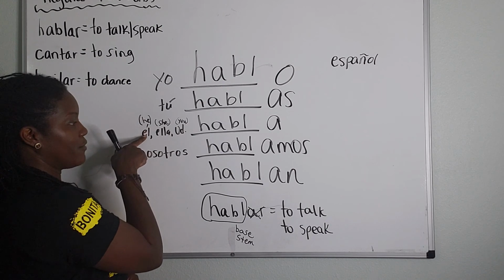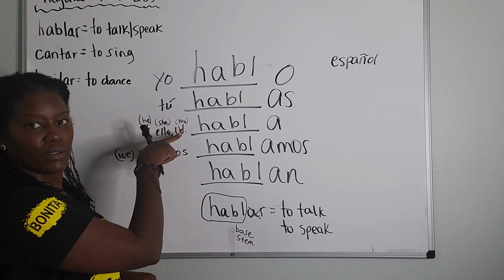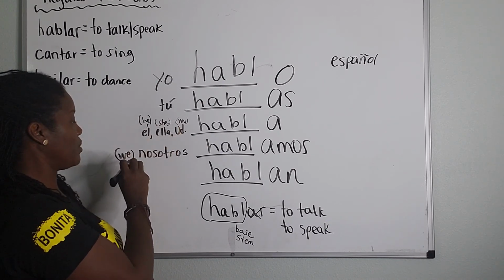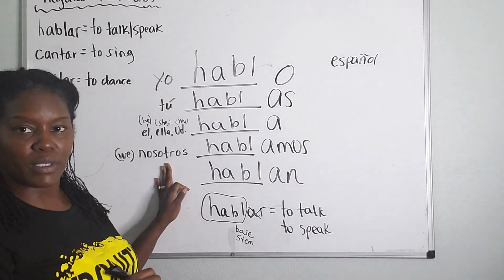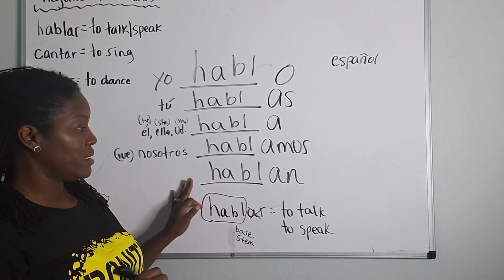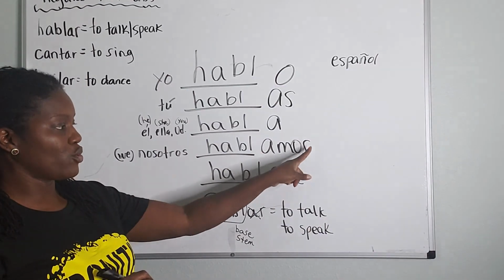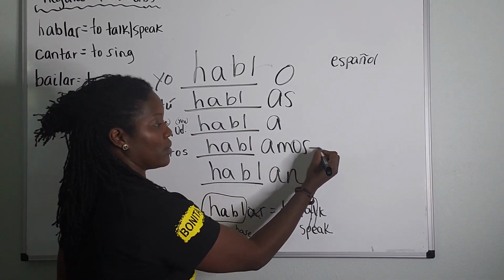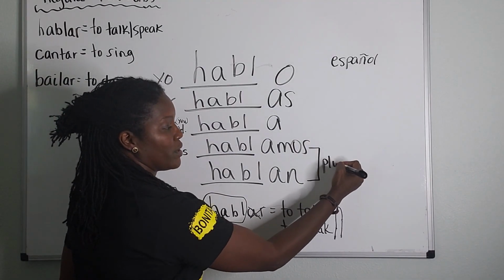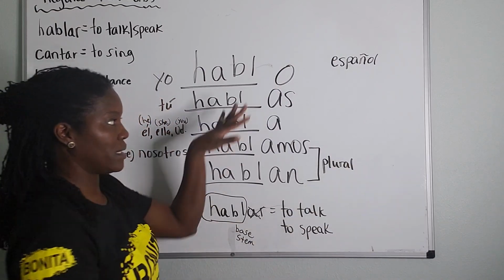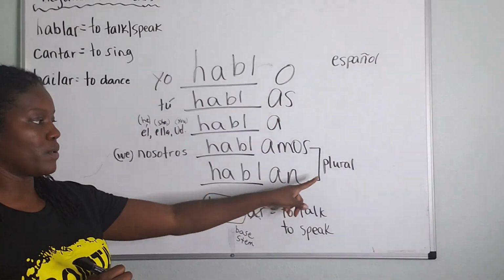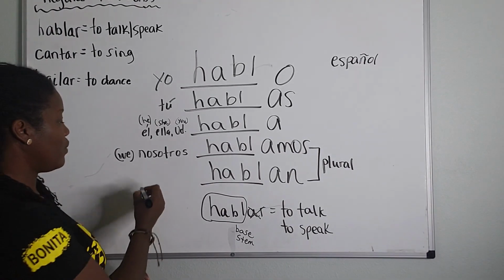I went back and put he for él, she for ella, and you for usted, formal, and the we means nosotros, okay? Here we have hablan, and these two are plural. These are plural when you are speaking about more than one person. That's singular. This is plural, more than one. So hablan. And we have ellos.